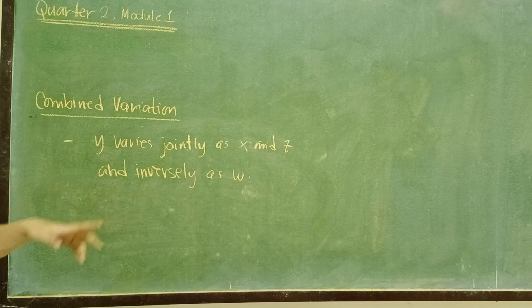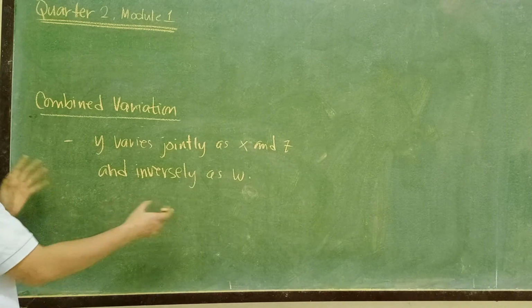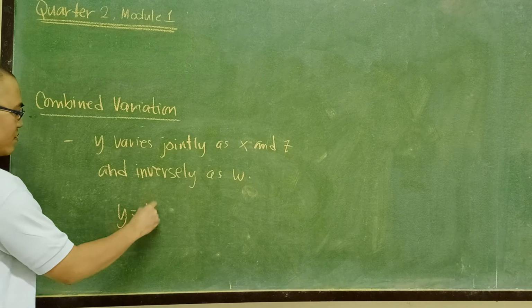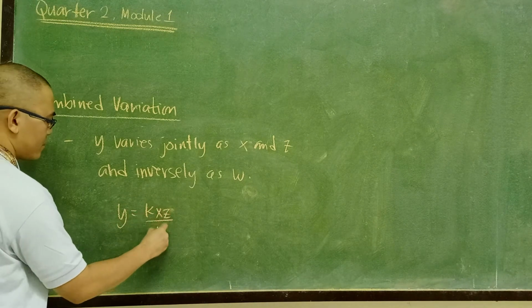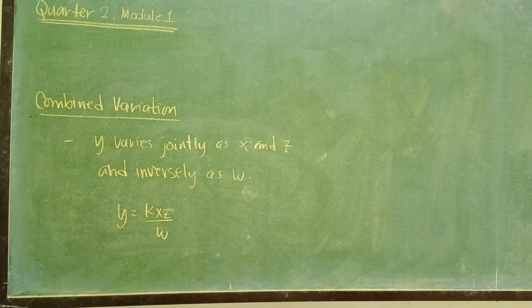So tulad kanina, isusulat ko lang yung itsura niya. Kapag gumawa ka na equation, it will be ganyan. Meron din yung direct variation, sige, ilalagay ko na lang sa susunod na lesson natin paano yung direct, inverse, tsaka joint variation. Pero sa combined variation, ganyan.